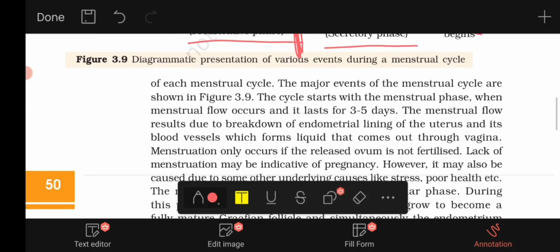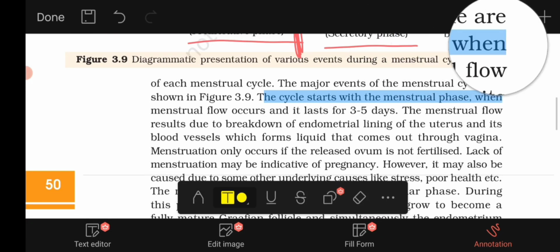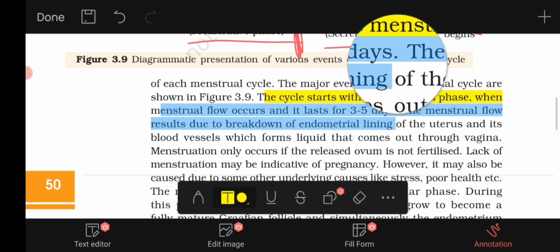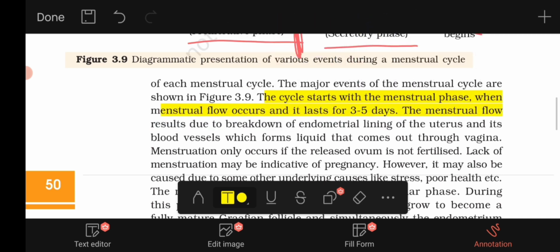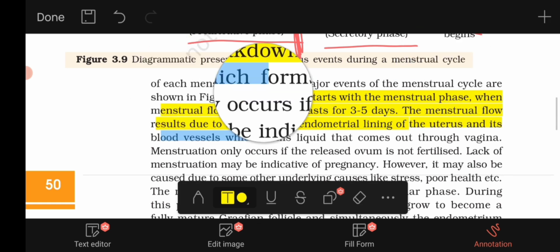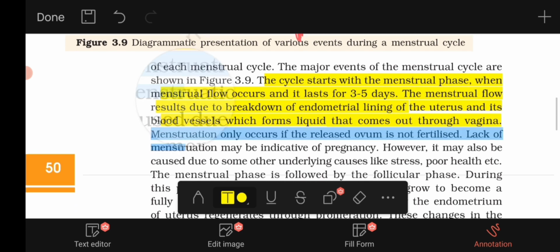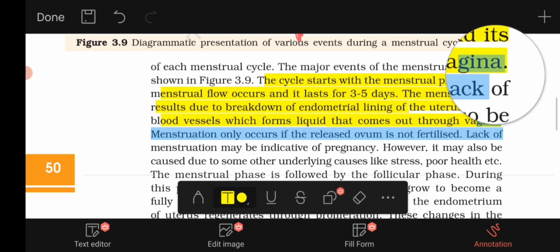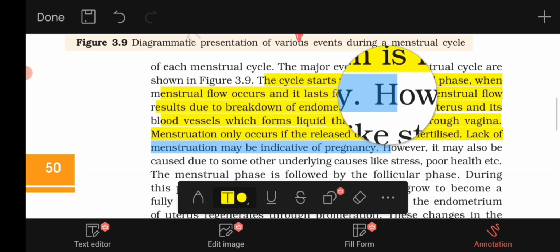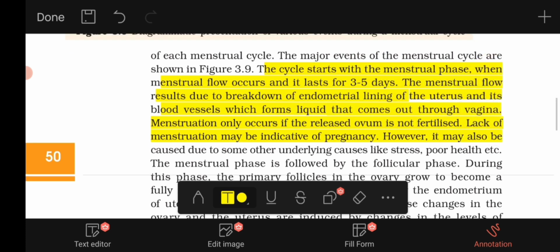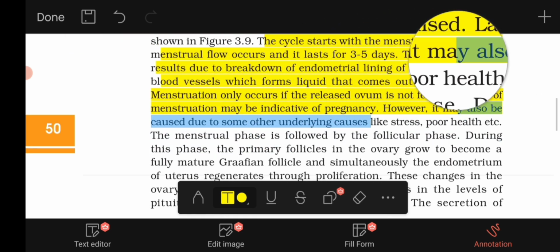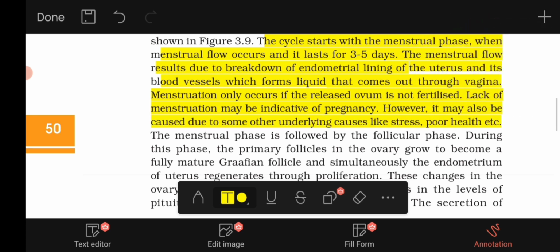The cycle starts with the menstrual phase, during which menstrual flow occurs, which lasts for 3 to 5 days. The menstrual flow results due to breakdown of the endometrium, that is the inner glandular layer of the uterine wall, the lining of the uterus, and its blood vessels, which form a liquid that comes out through the vagina. Menstruation only occurs if the released ovum or secondary oocyte is not fertilized. Lack of menstruation may be indicative of pregnancy, but it may also be caused by other underlying causes like stress, hormonal imbalance, poor health, etc.